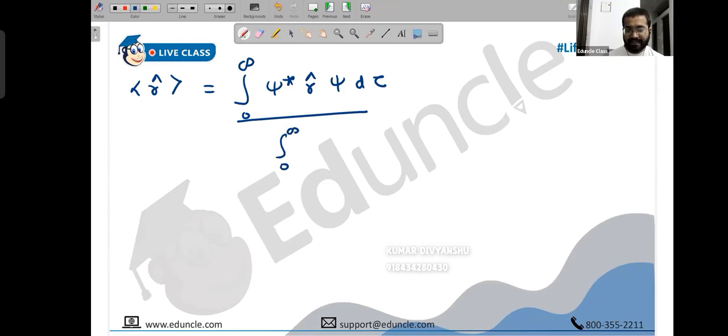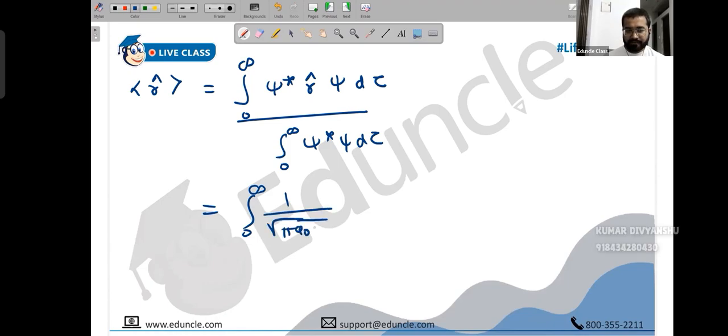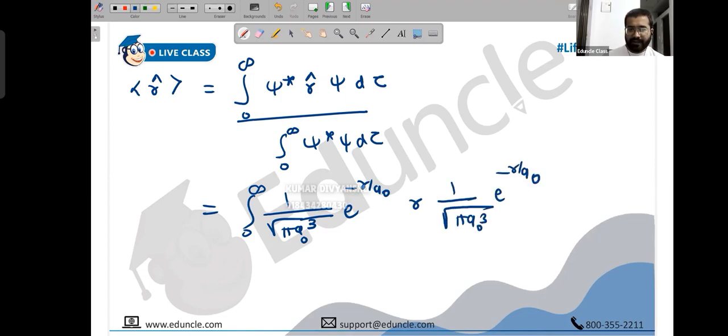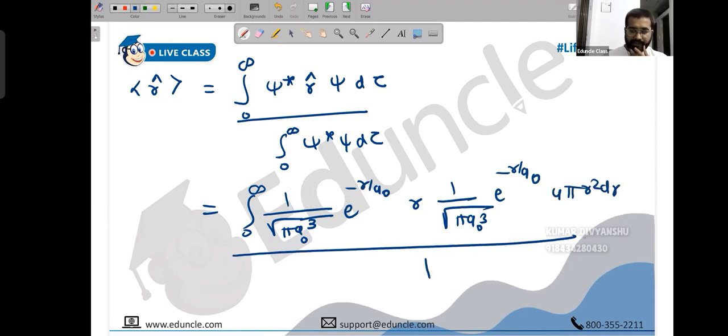Now it's normalized, so you can write 0 to infinity of psi star psi, but we have already normalized it. So this is 0 to infinity of psi star, and psi star is nothing but 1 upon root pi a naught cube into e raised to minus r upon a naught. R cap is r, just like x cap is x, y cap is y, z cap is z. Psi is 1 upon root pi a naught cube e raised to minus r upon a naught. D tau is 4 pi r square dr. Denominator is 1 because it is already normalized. Copy this much.